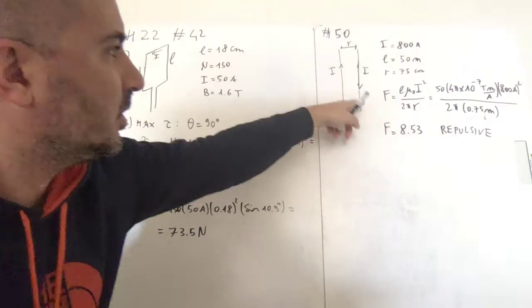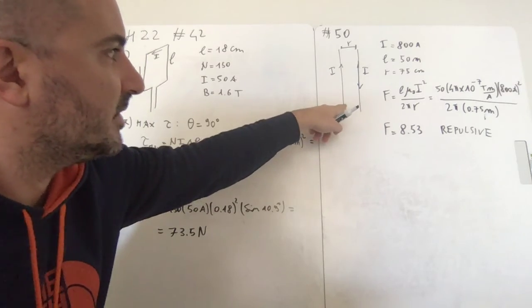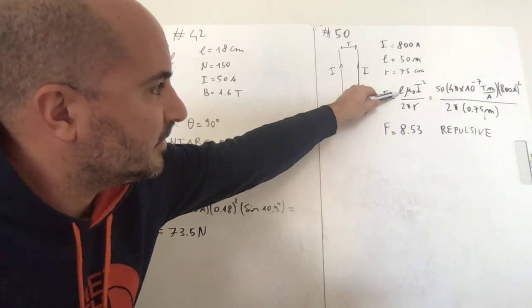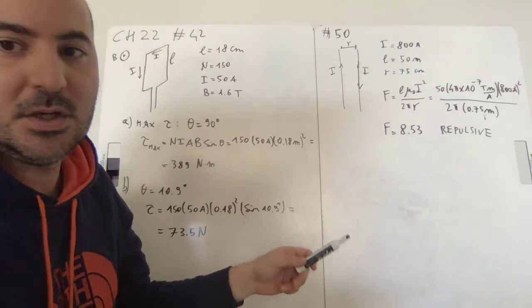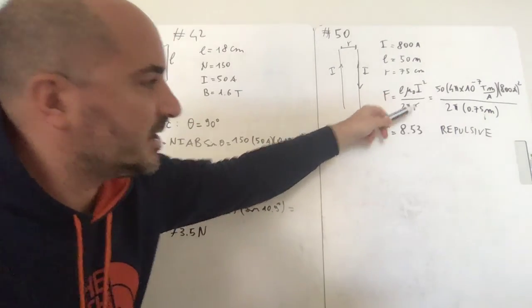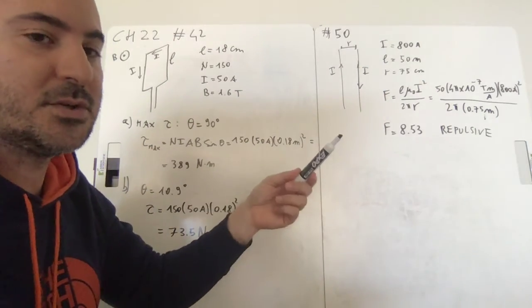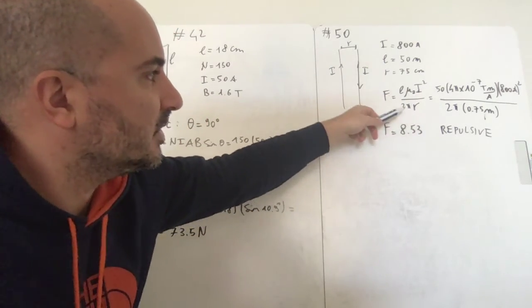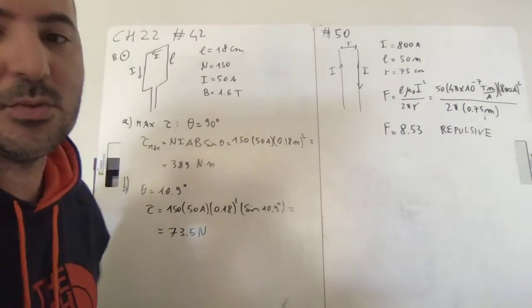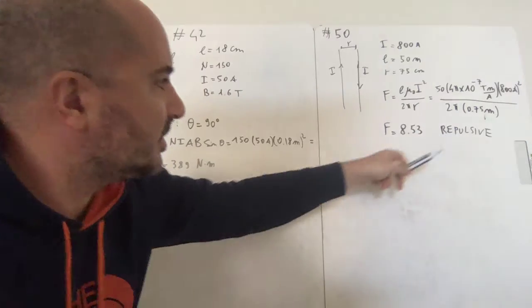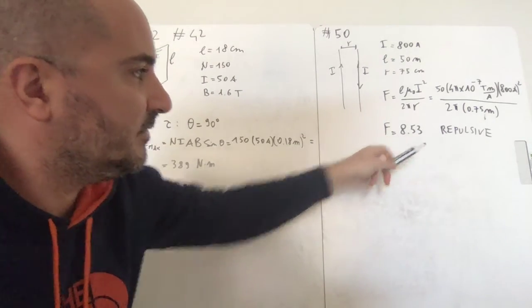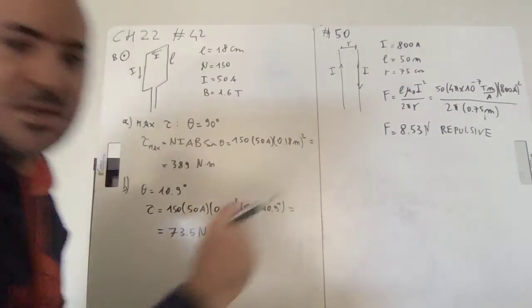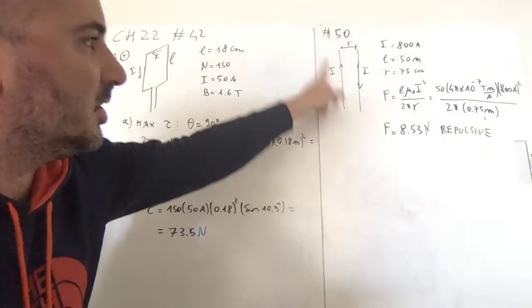So these are two wires carrying currents in two different directions. And so we know that the formula for the force between these two wires is the length of the wire, mu naught, which is the permeability of free space, times the current. In this case, the current is the same for both wires. So it will be I1 times I2, but because they're the same, I do I squared, divided by 2 pi r, where r is the distance between the two wires. So when you plug in all these numbers, you get a force of 8.53 newtons. And this force is repulsive because they're going in opposite direction.